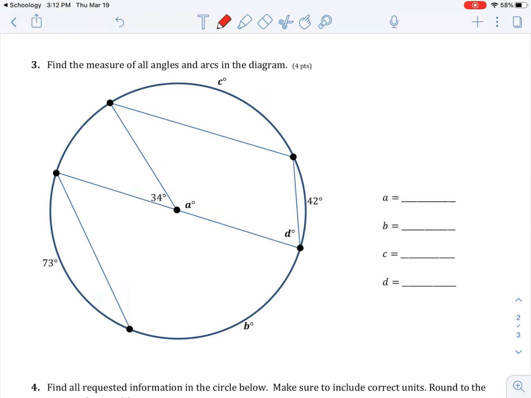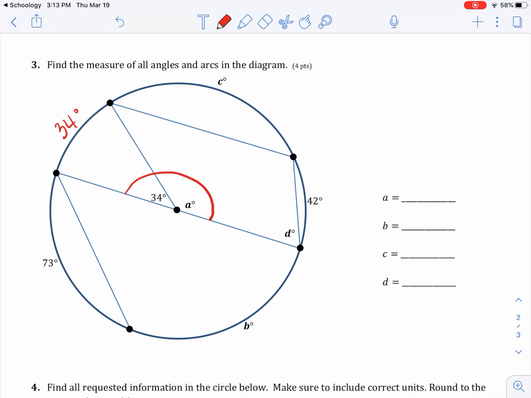Find the measures of all the angles and arcs in the diagram. So I'm just going to start finding angles and arcs that I know. First off, I see that there's this central angle right here, which is 34. So I know that the arc it makes is exactly the same, so this is also 34 degrees. It's not labeled, but I might need it.